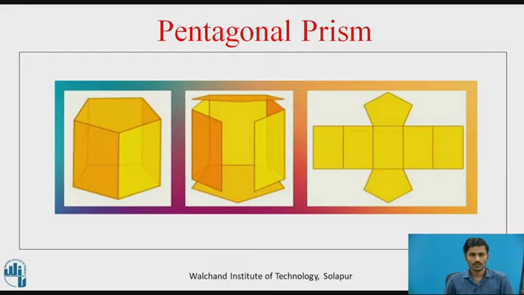So in this figure, this is a prism, a pentagonal prism. It has two pentagonal surfaces, one arranged at the top and another at the bottom. They are parallel to each other and at a distance equal to the axis height, which is called the height of the prism.